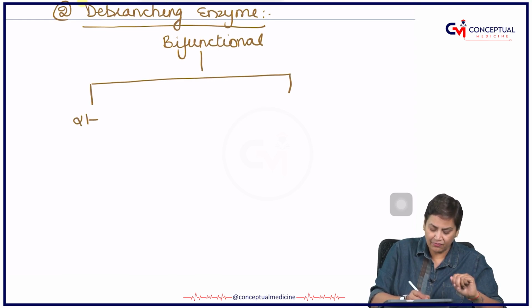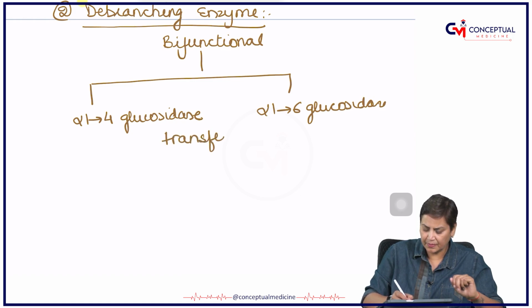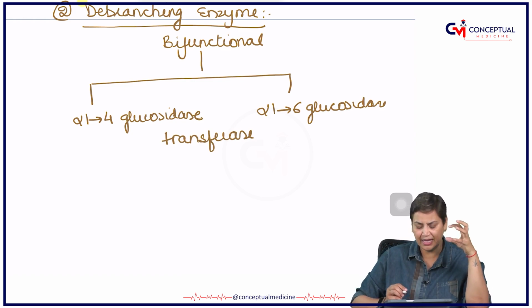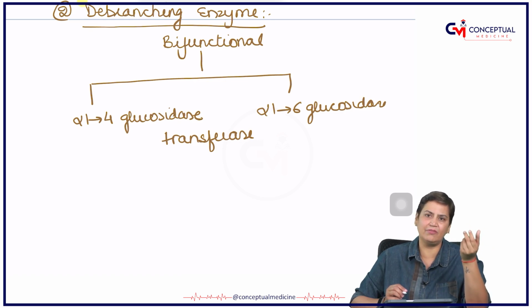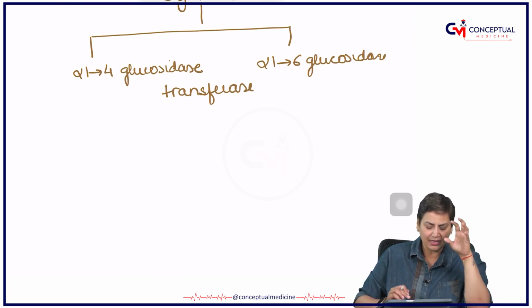One is alpha 1,4 glucosidase and alpha 1,6 glucosidase along with transferase. So basically it has to shift this alpha 1,4 to the main branch and it has to split this alpha 1,6 linkage. So what happens is glycogen phosphorylase will keep on acting unless and until we get a limit dextrin molecule.